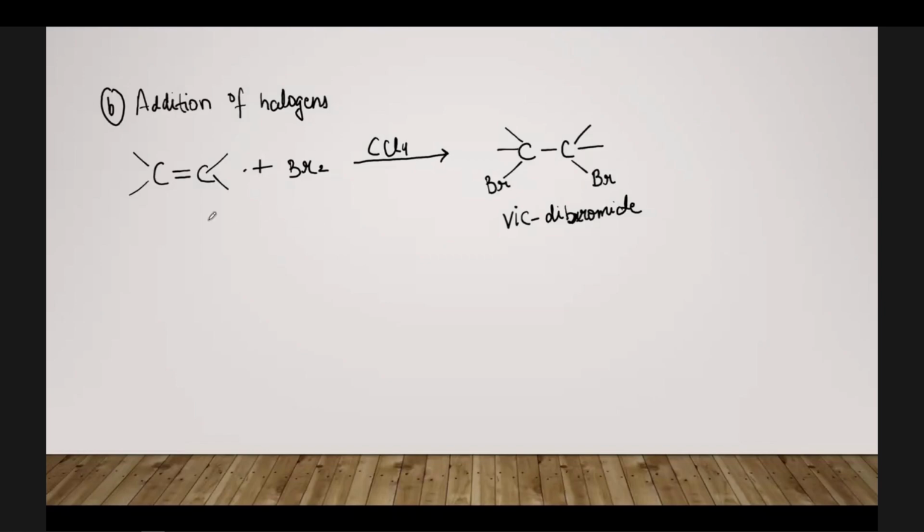Now, what happens in this reaction is that we are taking bromine, and bromine is a gas, no? So what we will do is we will dissolve this bromine gas in CCl4. CCl4 is a liquid and bromine is a gas. We will dissolve this gas in this liquid and we will get a solution. Okay, and we will react this alkene in that solution and we will get this compound.